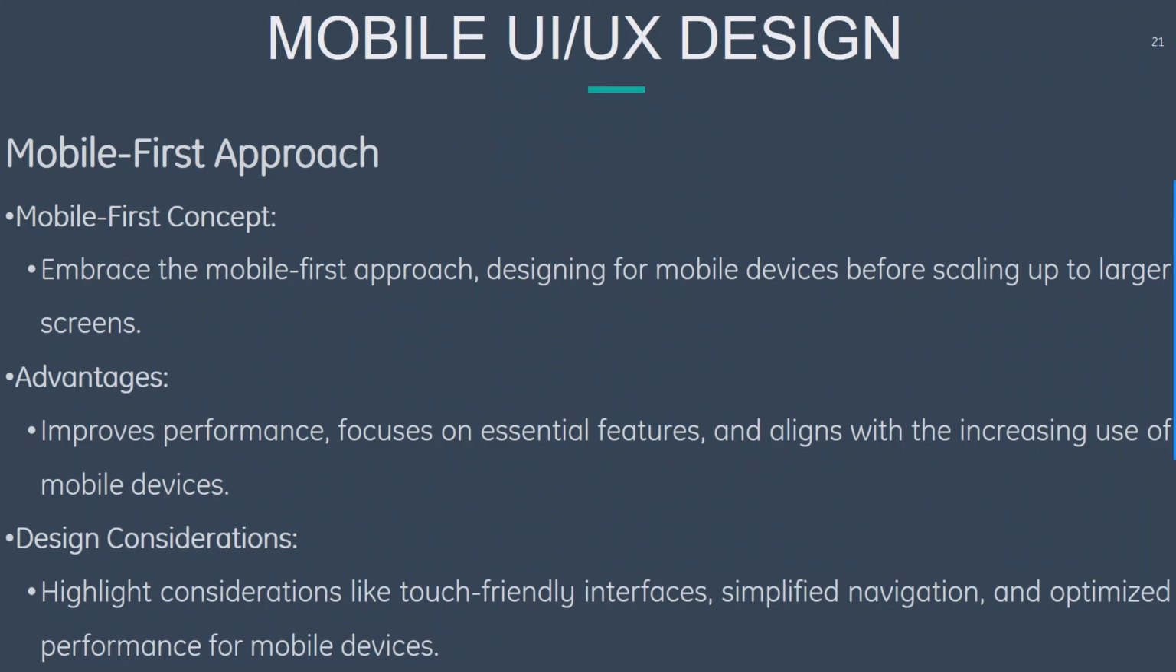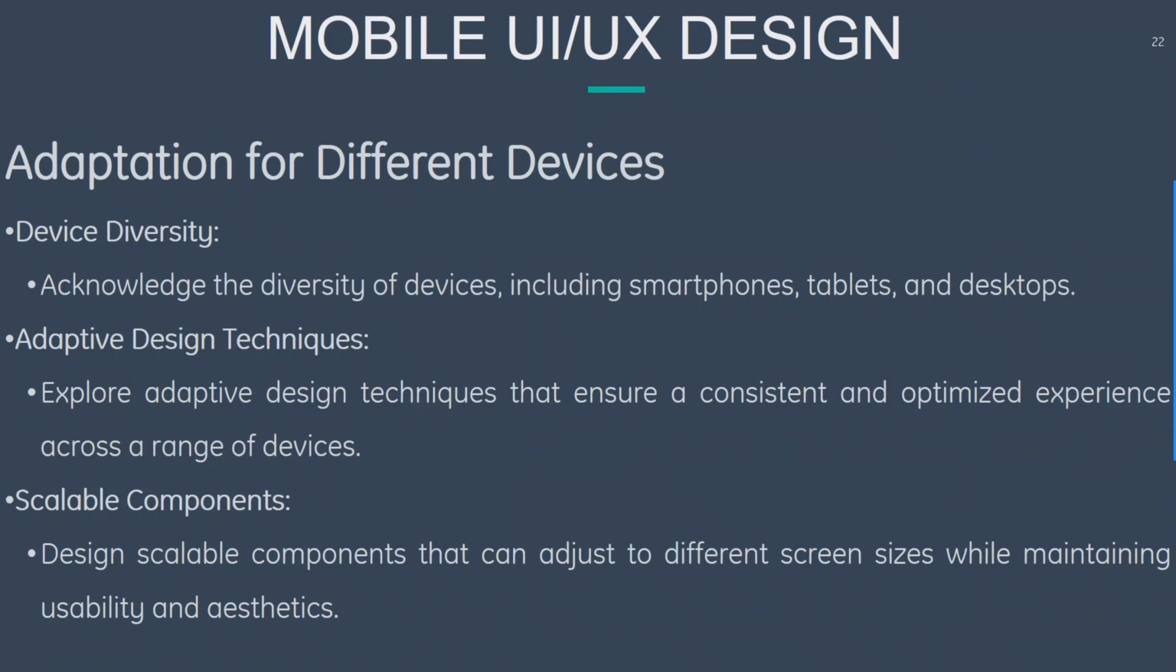Then, what is the mobile first approach? Mobile first embraces designing for mobile devices before scaling up to larger screens. The advantages of this include improved performance, a focus on essential features, and alignment with the increased use of mobile devices. Next, we have design considerations, highlighting considerations like touch-friendly interfaces, simplified navigation, and optimized performance for mobile devices.